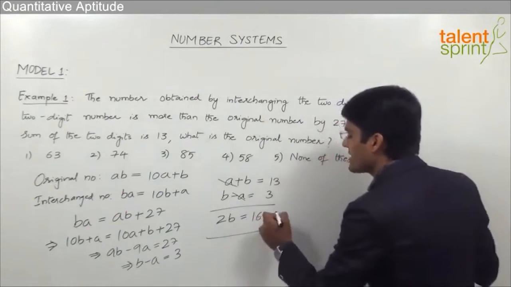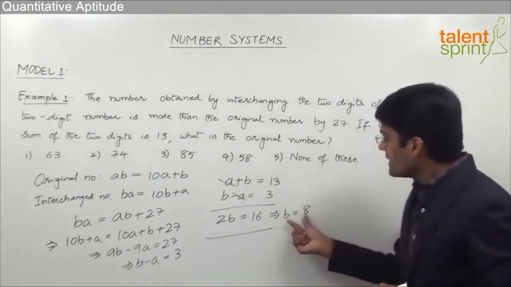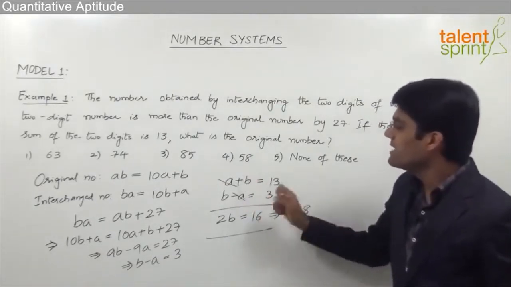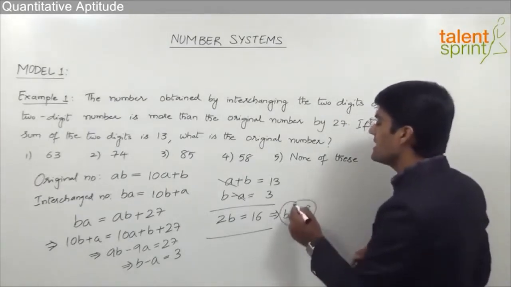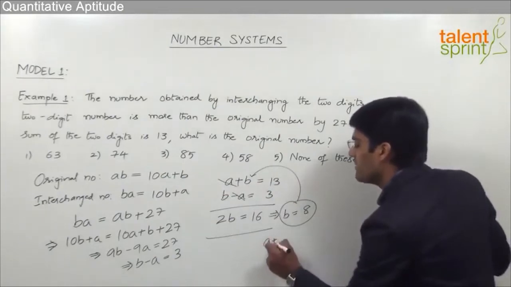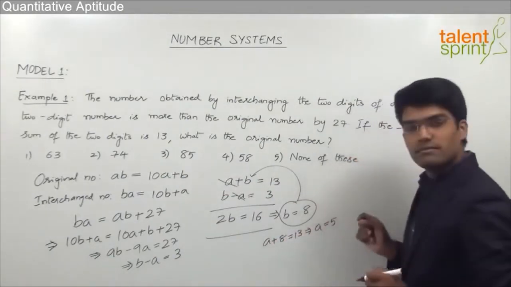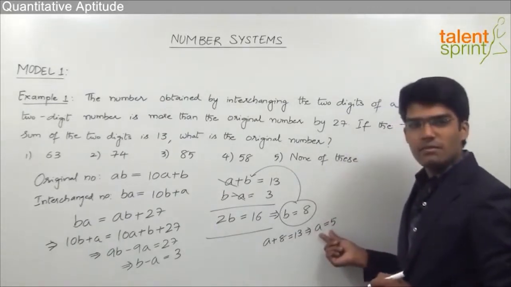If 2B is 16, very clearly B is equal to 8. Now by taking B in any one of the equations, we can find the value of A. Let us substitute B equals 8 in the first equation. A plus 8 is equal to 13. That means very clearly A is equal to 5.